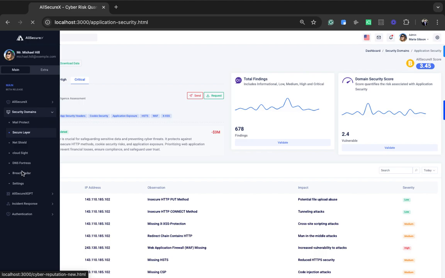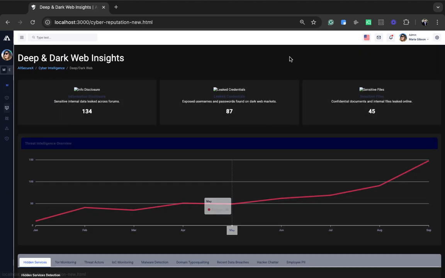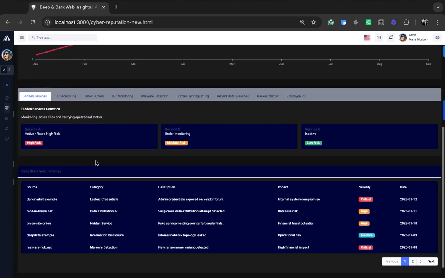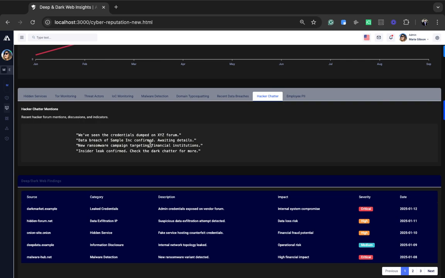Breach Radar is another one, which talks about the deep and dark web analysis of an organization. It talks about sensitive data disclosure, exposed usernames, passwords, confidential information, and file leaks. We have segregated this into service A, B, and C. And most importantly, this works on continuous threat assessment, 24/7. So the moment anything happens on the deep and dark web, you will automatically get to know about that under the hacker chatter mention itself.